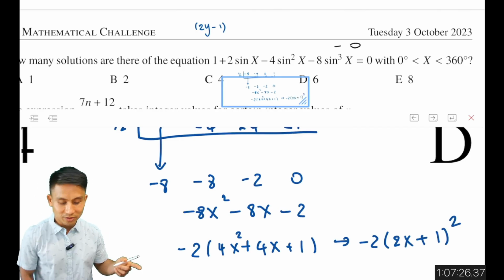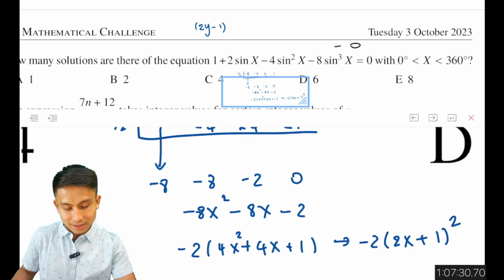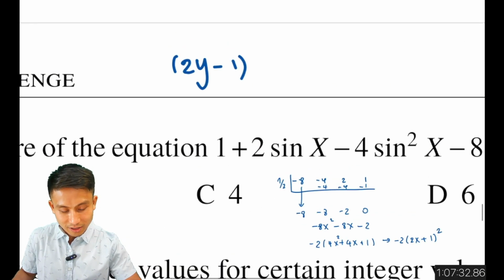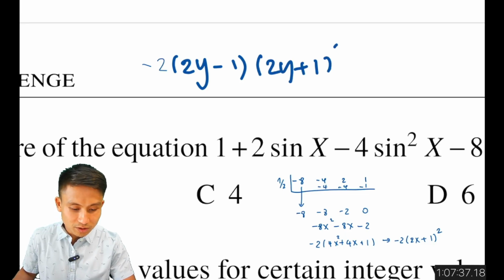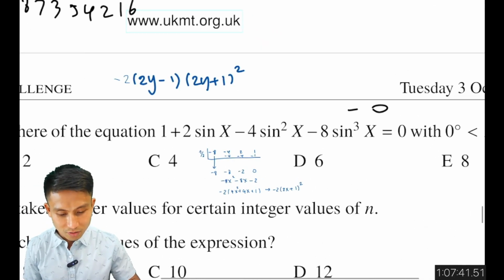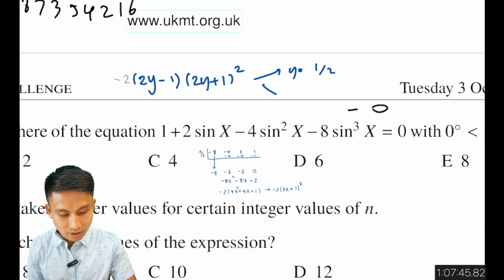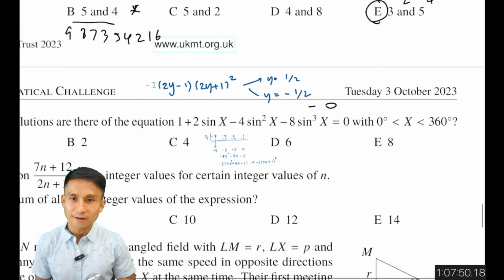In this case, it's y, sorry, yeah. So that is telling me that this is actually minus 2 in front here, and this is 2y plus 1 squared. So that whole thing is just factorized to that. Now, there are two sets of answers here where y is 1 over 2 and y is minus 1 over 2 for the sine function here.